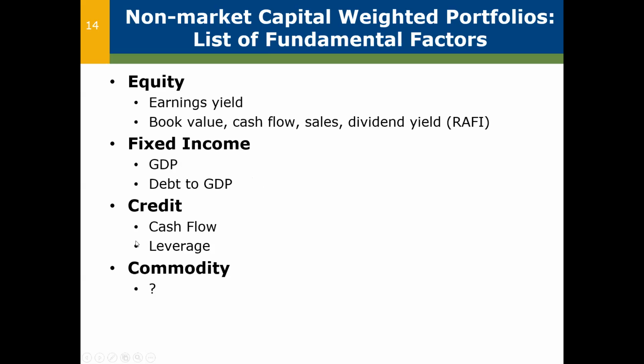In credit, you could use the amount of leverage that the company is running. So the more leverage the company has, the less weighting you would give to its bonds. Commodity, I left that blank because it's hard to think of something for commodities. Yeah, still haven't thought of anything to put there.